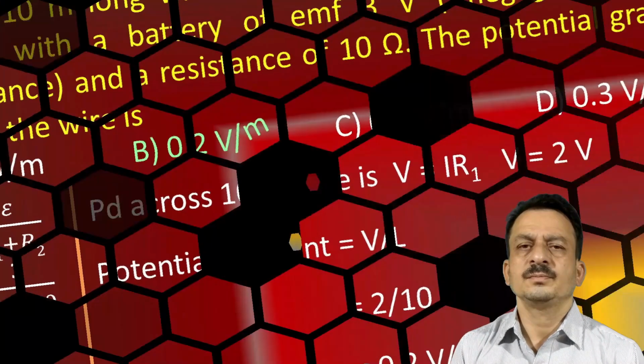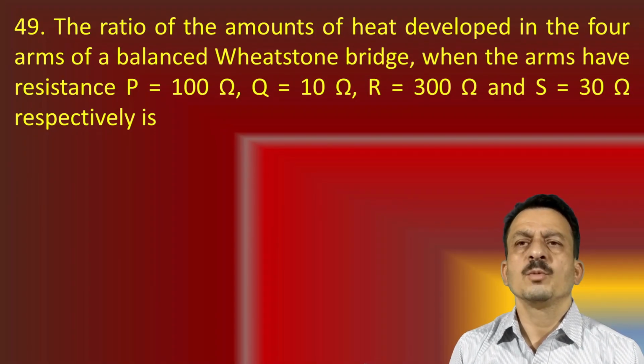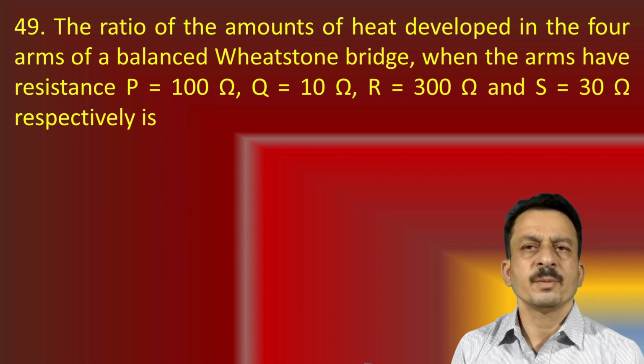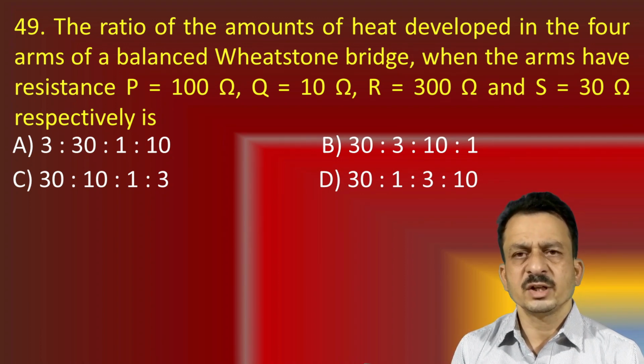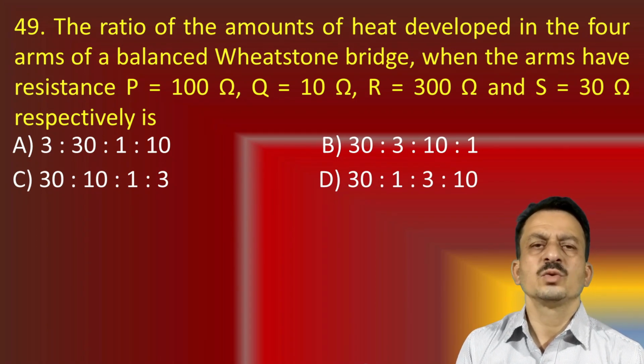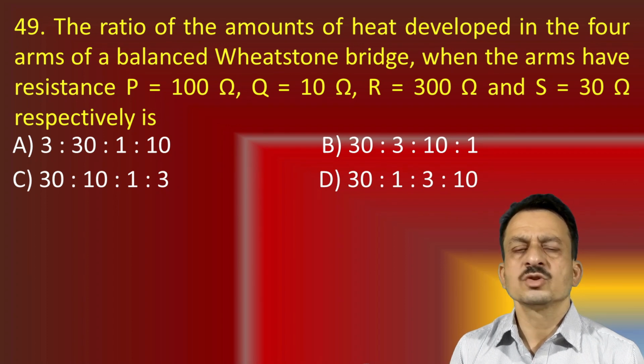Next problem. The ratio of the amounts of heat developed in the 4 arms of a balanced Wheatstone bridge, when the arms have the resistance P 100 ohm, Q 10 ohm, R 300 ohm and S 30 ohm respectively. Options: A 3:30:1:10, B 30:3:10:1, C 30:10:1:3 and D 30:1:3:10. So, here they have given a balanced Wheatstone bridge.